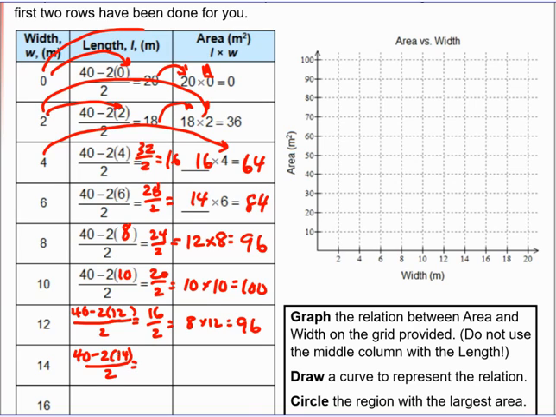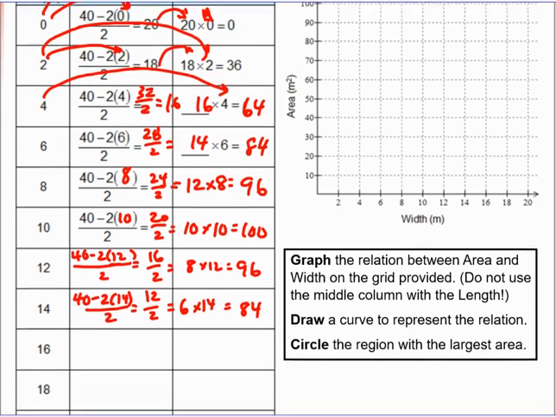Okay, 40 minus 2 times 14, divided by 2. Well, what's 2 times 14? So 2 times 14 is 28. 40 minus 28 equals 12, divided by 2. Well, 12 divided by 2, that's easy enough. 6 times, take this number again, 14. So it's length times width. And what do we get? So 6 times 14 is 84. Huh, I see a bit of a pattern happening here. I think that's going to be important.